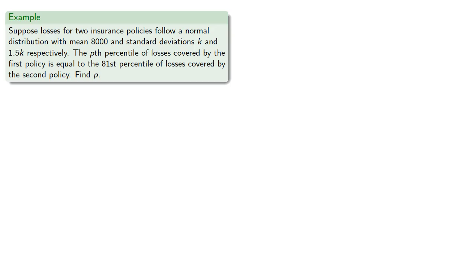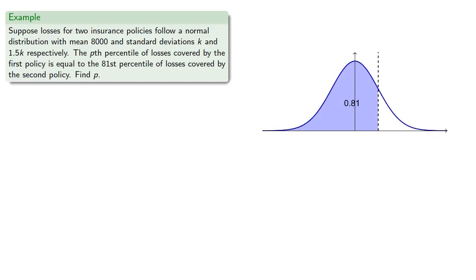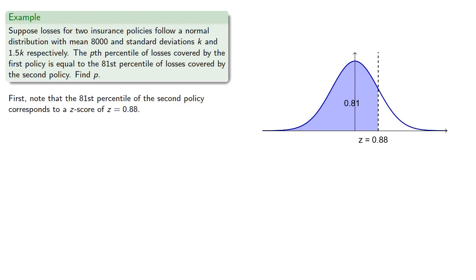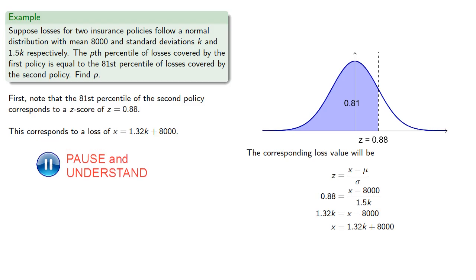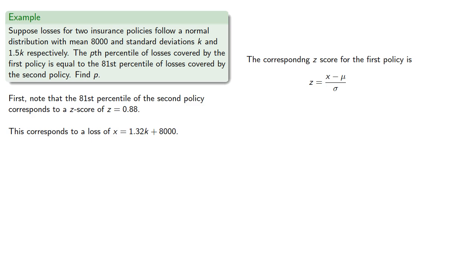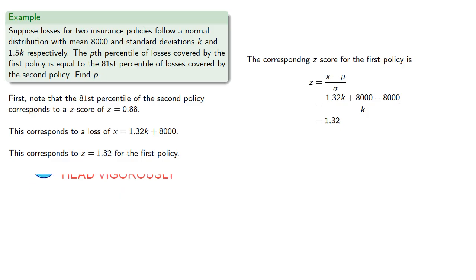Or suppose our losses follow a normal distribution with mean and standard deviations, and the pth percentile of losses covered by the first policy is the 81st percentile covered by the second. So first, we find that the 81st percentile of the policy corresponds to a z-score of 0.88, and we can convert that into a loss value that depends on k. Now, in the first policy, the same value has a different mean and standard deviation, and so it'll have a different z-score, and we find that our probability is, which would place us in the 91st percentile.